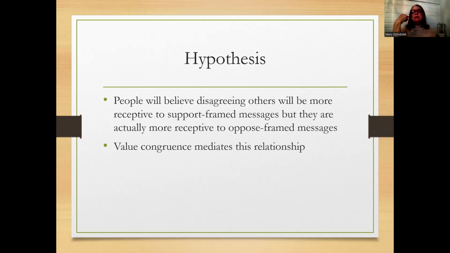In other words, the reason why people think that support frame messages are going to lead to more receptiveness is because people believe that it is more congruent with their values. And the reason why the receivers of the messages are actually more receptive to opposed frame messages is because the opposed frame messages are more congruent with their values. So does value congruence mediate this relationship between framing and receptivity?